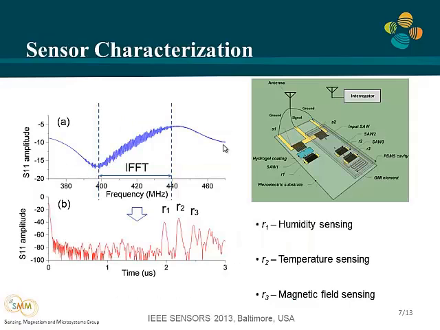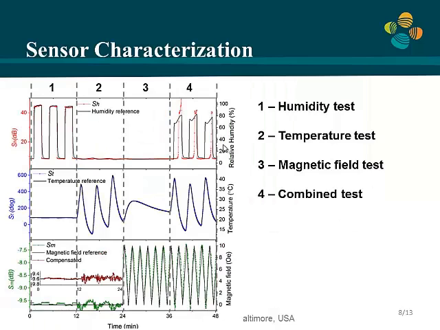Here is the frequency spectrum from the network analyzer. You can see the working frequency has a bandwidth of 40 megahertz, and the central frequency is about 420 megahertz. After inverse Fourier transform, we obtain the time domain signal, where we can clearly see the three reflection signals: R1 for humidity sensing, R2 from temperature sensing, and R3 for magnetic field sensing. The way we measure it is to extract the phase and amplitude of all three reflectors while changing the environmental conditions. This is our preliminary result from our first working device.